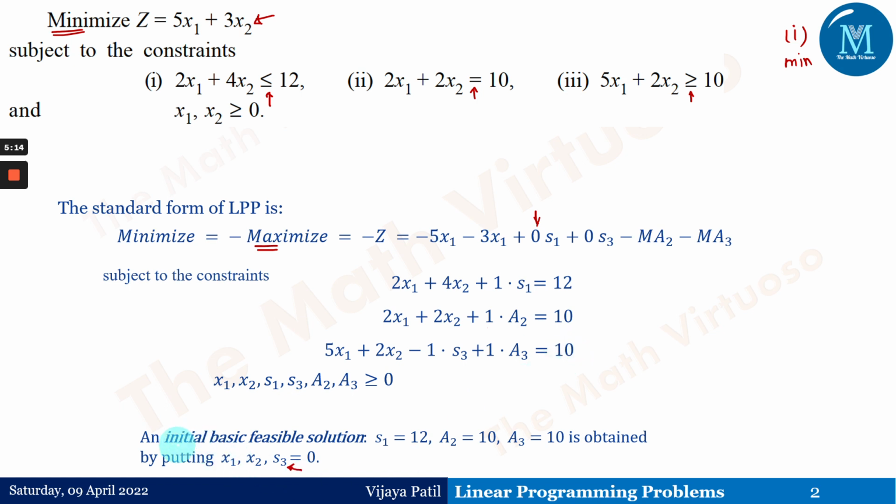We always want the initial basic feasible solution for the simplex method, and this is what the penalty method or big M method does, which is almost the same as the simplex method with a little addition of the artificial variable, and hence the penalty for those artificial variables in the objective function. Therefore S1 is 12, A2 is 10, A3 is 10, obtained by putting x1, x2, S3 equal to 0 in the respective three constraints.